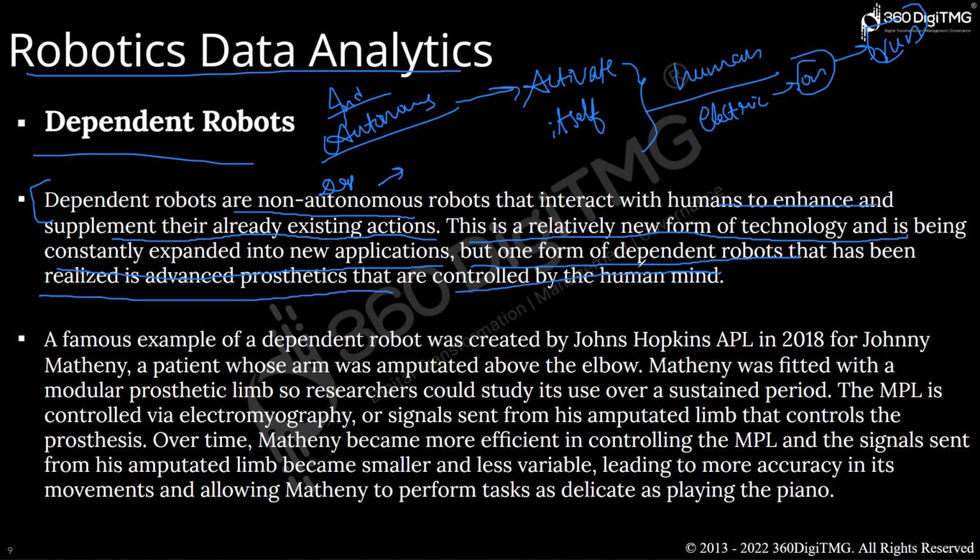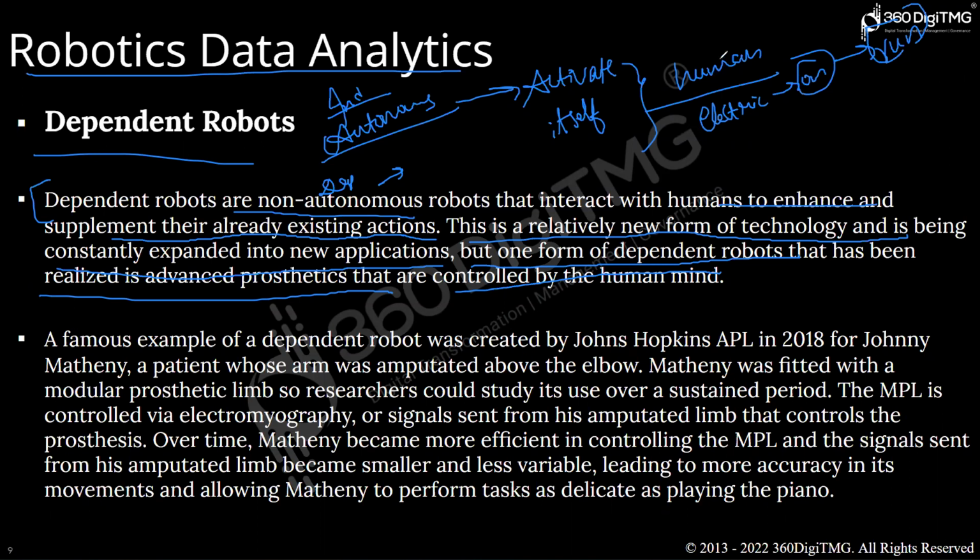So independent robotics, guys, is sometimes not controlled by humans. But dependent robots are completely controlled by humans. The human decides how it is going to work. If I switch that car off, it's not going to work. If I switch it on, it's going to run, right? They're completely dependent on humans, and they're controlled by humans also. So these are the differences between independent robots and dependent robots.